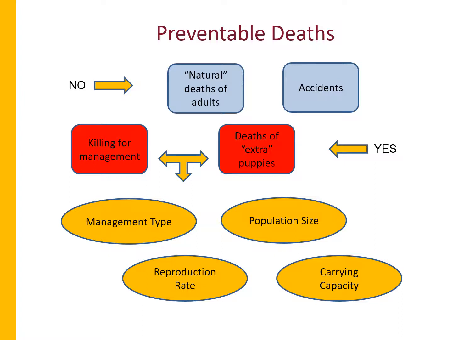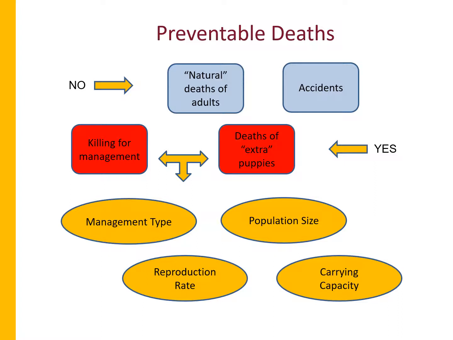And neither of those things are being considered preventable deaths in the context of this paper. So let's ignore those. Everything has to die some way, and we're not focusing on that for the time being. On the other hand, dogs can be killed in management programs, in culling programs, or removed to a shelter and euthanized there. Or all of those extra puppies that I just mentioned in the previous slide die because there's not space for them in the population.